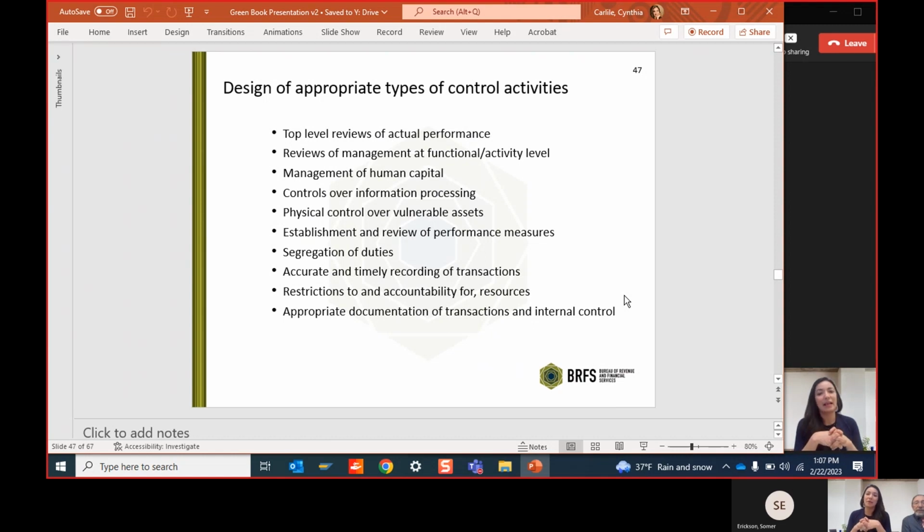Restrictions to and accountability for resources. So having some sort of way to keep track of assets, especially like laptops. And I think about, since we've been working from home, the big move during COVID to working from home, that was probably a really big aspect of tracking those different vulnerable assets, and appropriate documentation of transactions and internal control.